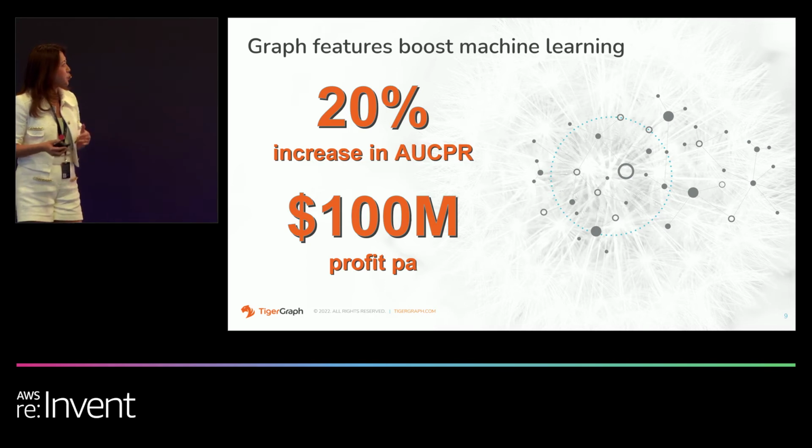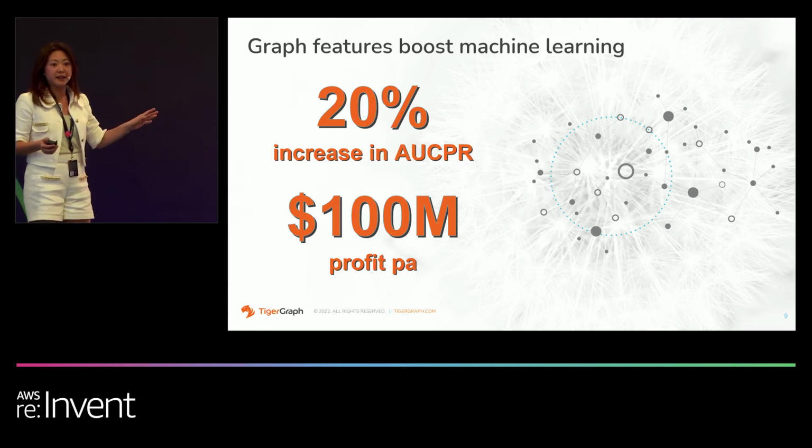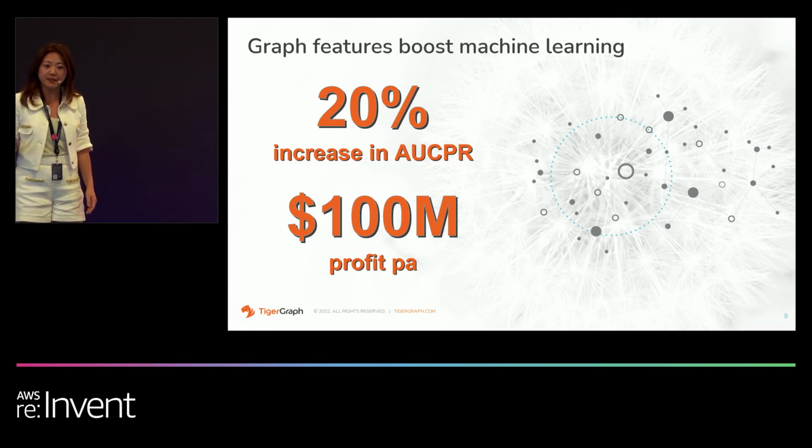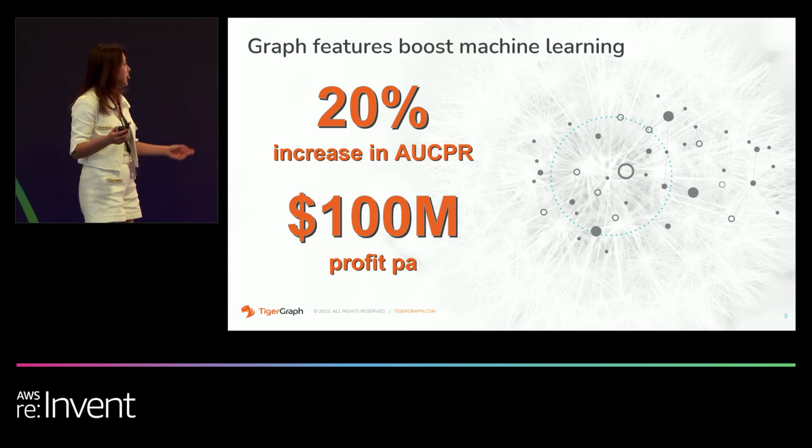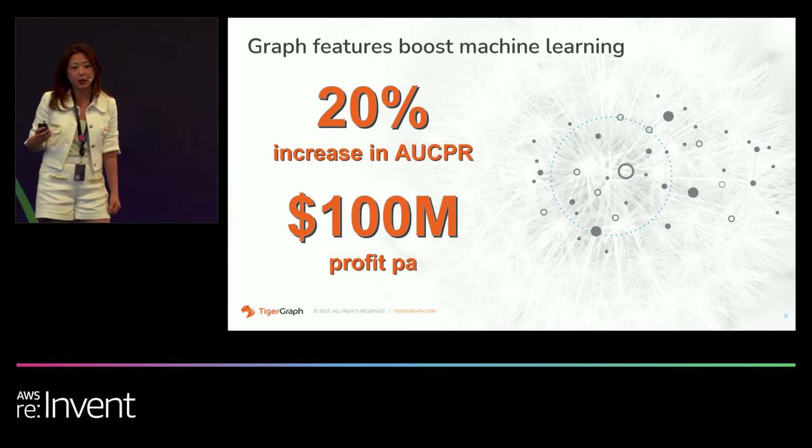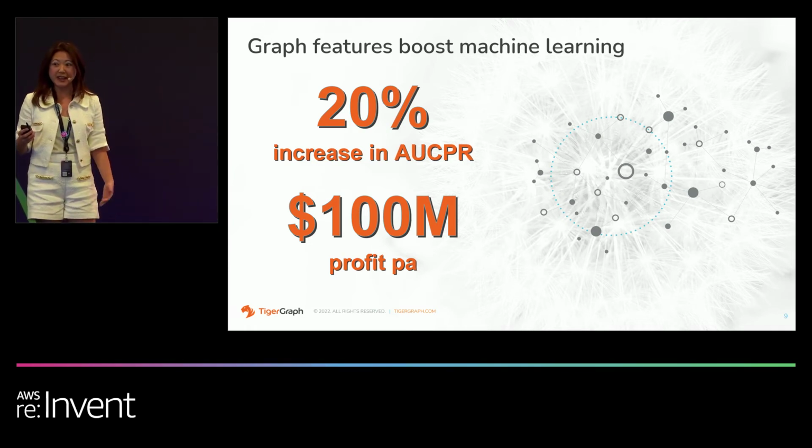So we've been seeing 20% improvement in the area under the curve, which is a key metric for machine learning. And for many of the financial services companies I mentioned earlier, we're seeing over 100 million in annual profit. And again, that is very significant, and that is to fight fraud.